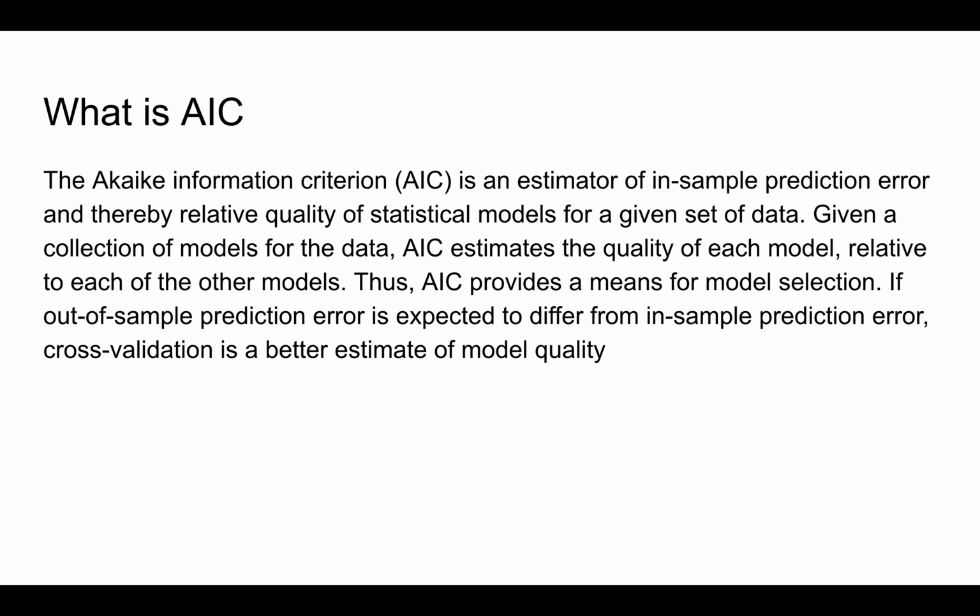Next I wanted to explain what AIC and BIC are. First is AIC. AIC stands for Akaike Information Criterion, and it is an estimator of out-of-sample prediction error and thereby the relative quality of statistical models for a given dataset. Given a collection of models for the data, AIC estimates the quality of each model relative to each of the other models.